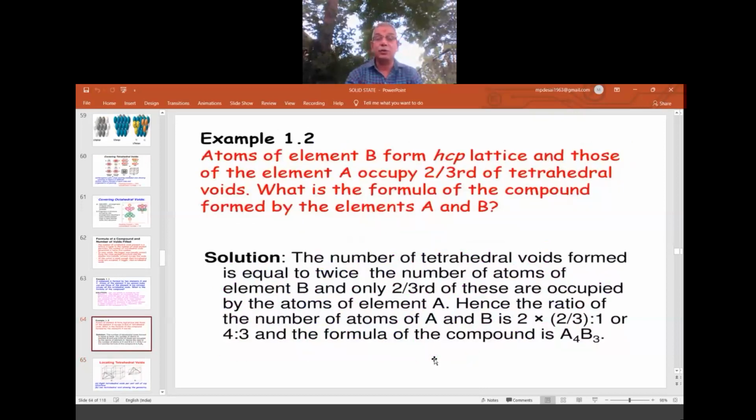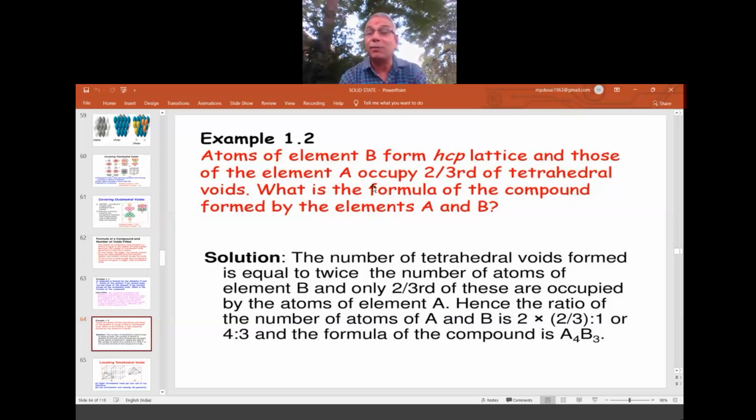Now these two examples are taken directly from the textbook. Atoms of element B form HCP, and those of element A occupy 2/3 of the tetrahedral voids. So how many tetrahedral voids are there? It is twice the number. So 2/3 of twice the number; in that way you have to think.